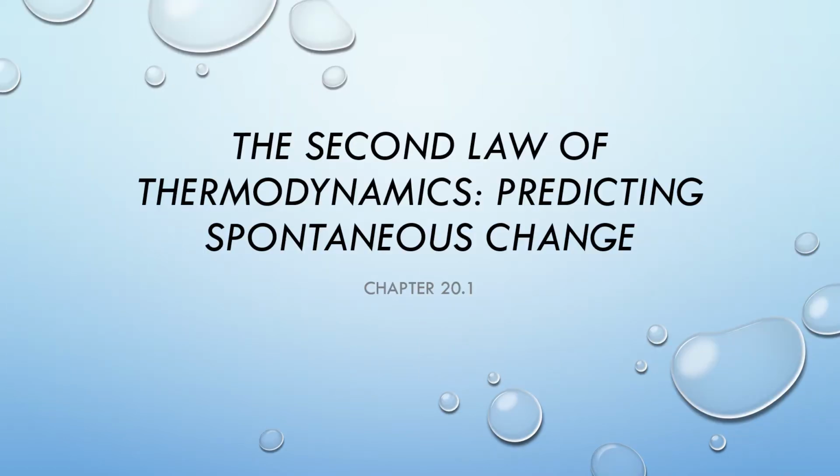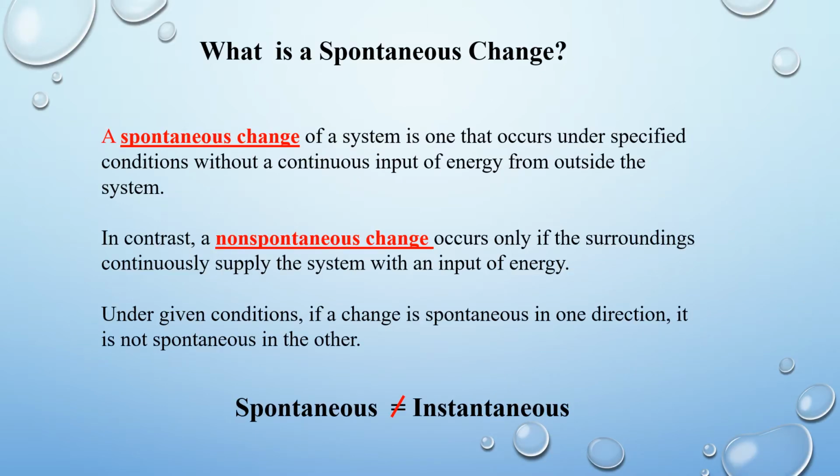In chapter 20.1, we're going to talk about the second law of thermodynamics, which is useful to help us predict spontaneous change. Chapter 20.1 is heavily concept-based, with no calculation involved. But you're going to see a lot of calculations later in this chapter. First, let's talk about what a spontaneous change is. A spontaneous change of a system is one that occurs under specific conditions without continuous input of energy from outside the system. So it's pretty clear, right?